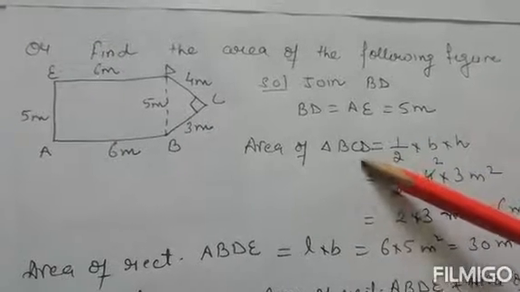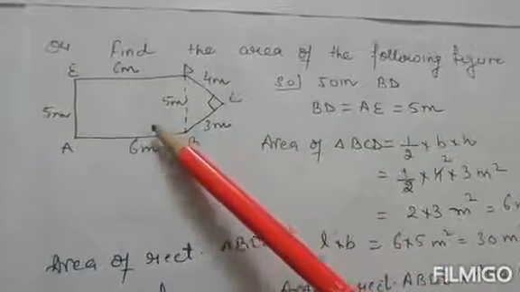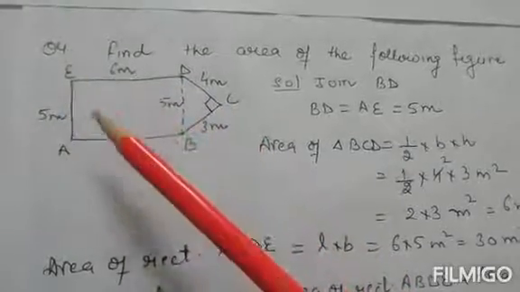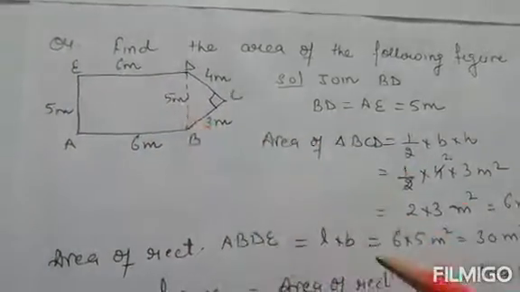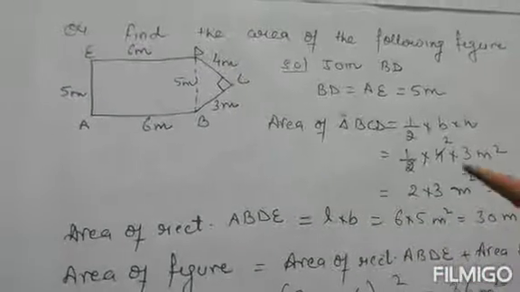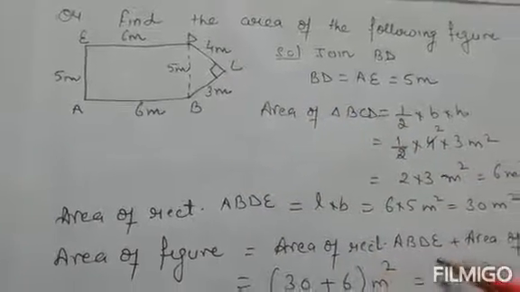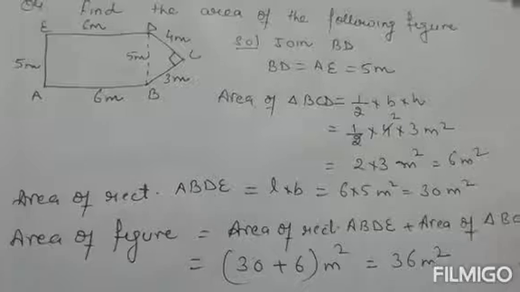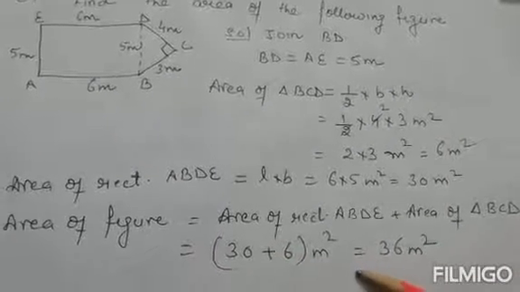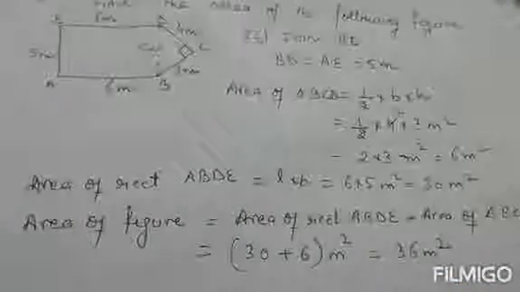Coming to another figure which is a rectangle. So area of rectangle ABDE is length multiply breadth, which is 6 multiply 5 equals to 30 meter square. So area of this figure is area of rectangle ABDE plus area of triangle BCD. That is equals to 30 plus 6 equals to 36 meter square as our answer.